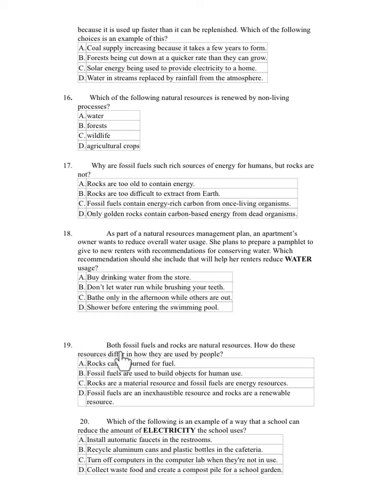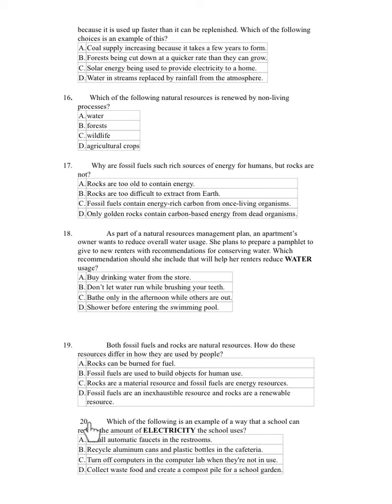Number 19. Both fossil fuels and rocks are natural resources. How do these resources differ in how they are used by people? A. Rocks can be burned for fuel. B. Fossil fuels are used to build objects for human use. C. Rocks are material resources and fossil fuels are energy resources. D. Fossil fuels are an inexhaustible resource and rocks are a renewable resource.